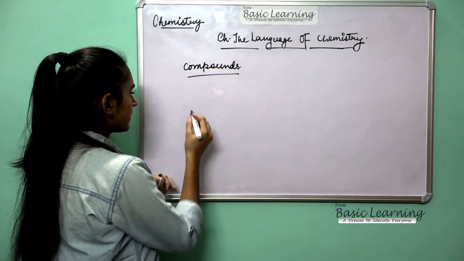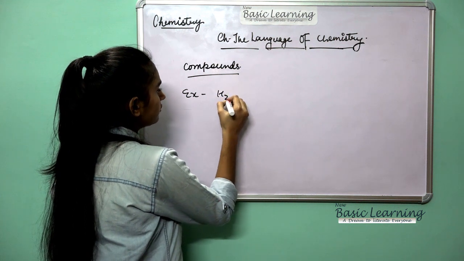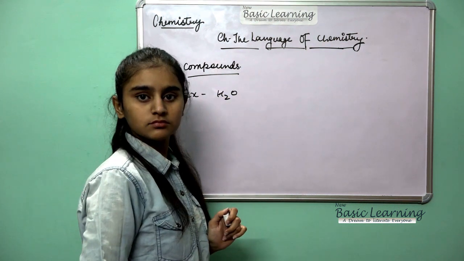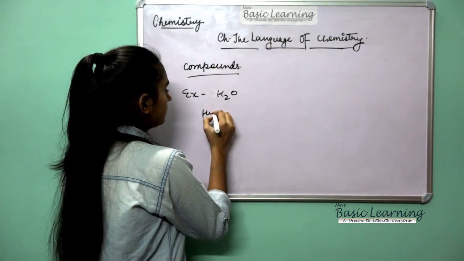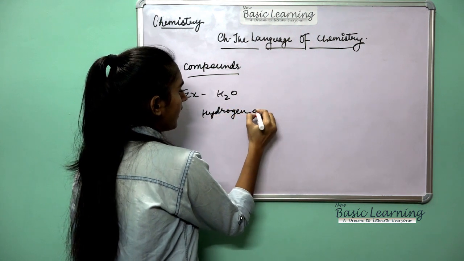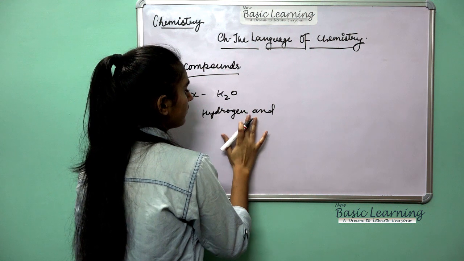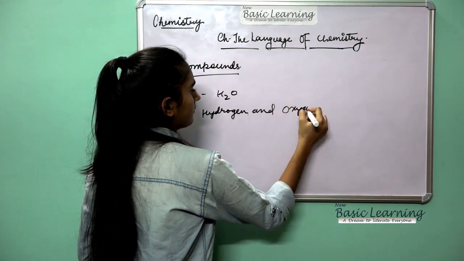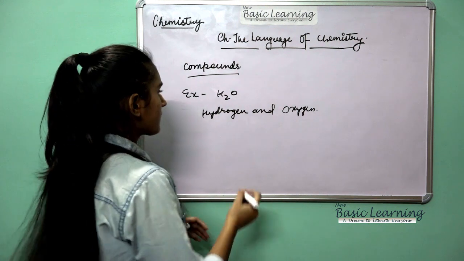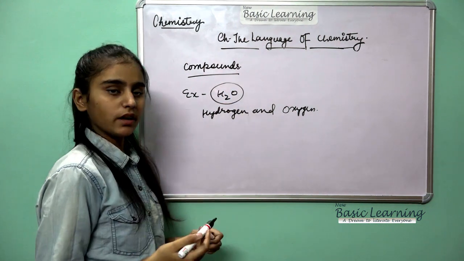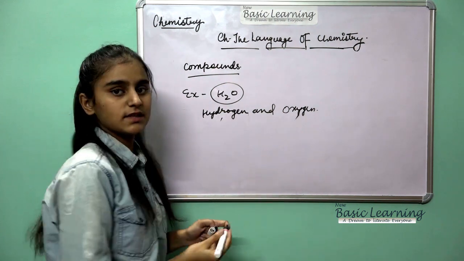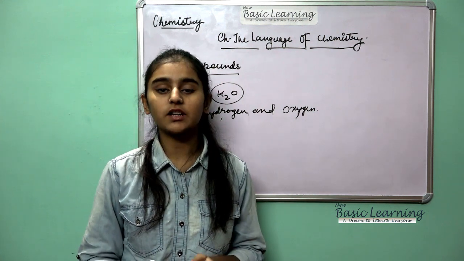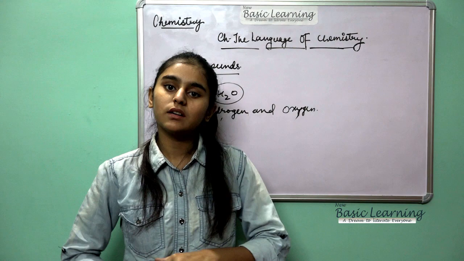Suppose the example I am taking here is H2O. It is composed of 2 elements, that is hydrogen and oxygen. So I hope this compound is also clear to you. Now we will move to chemical equations.